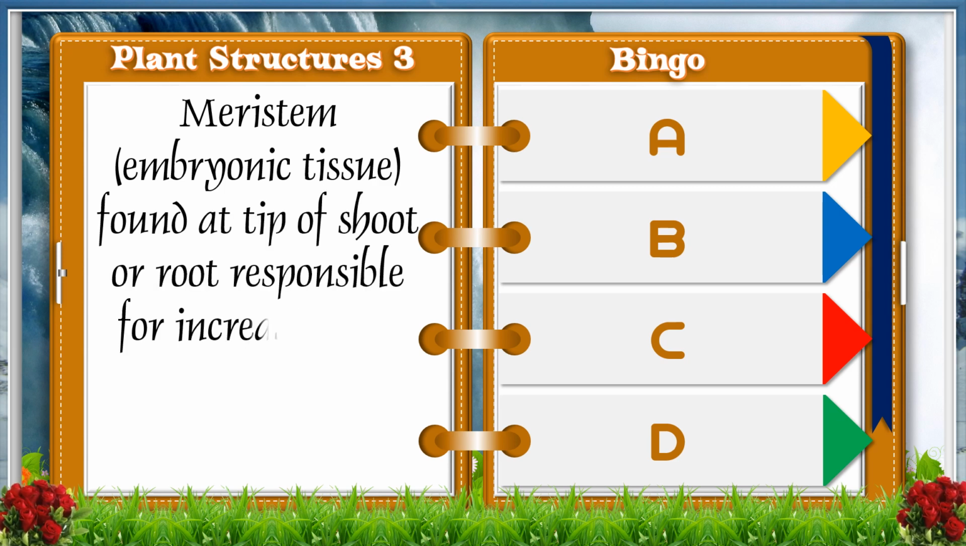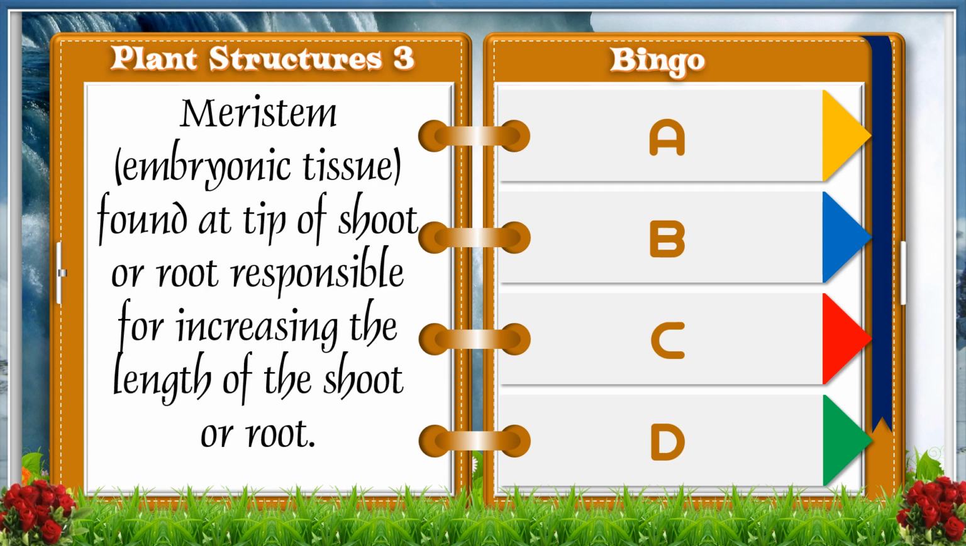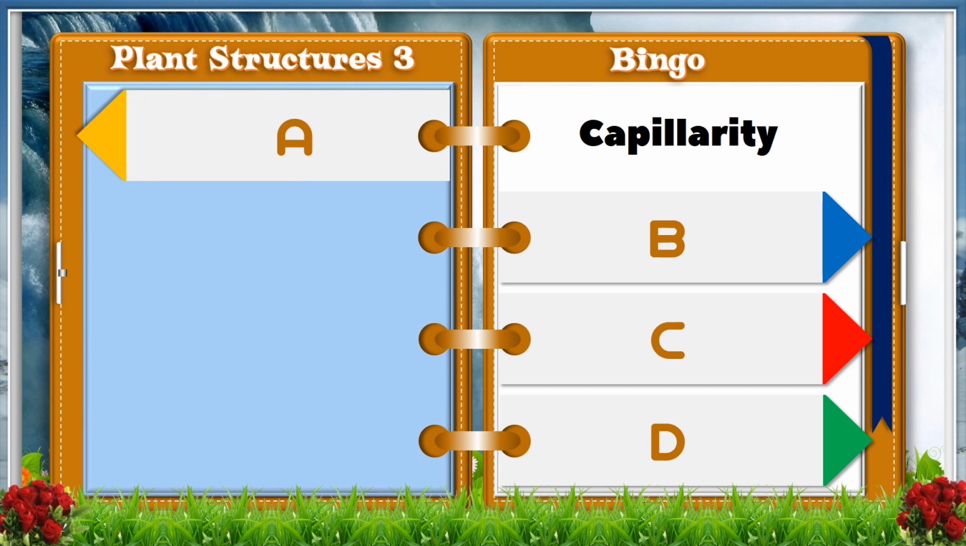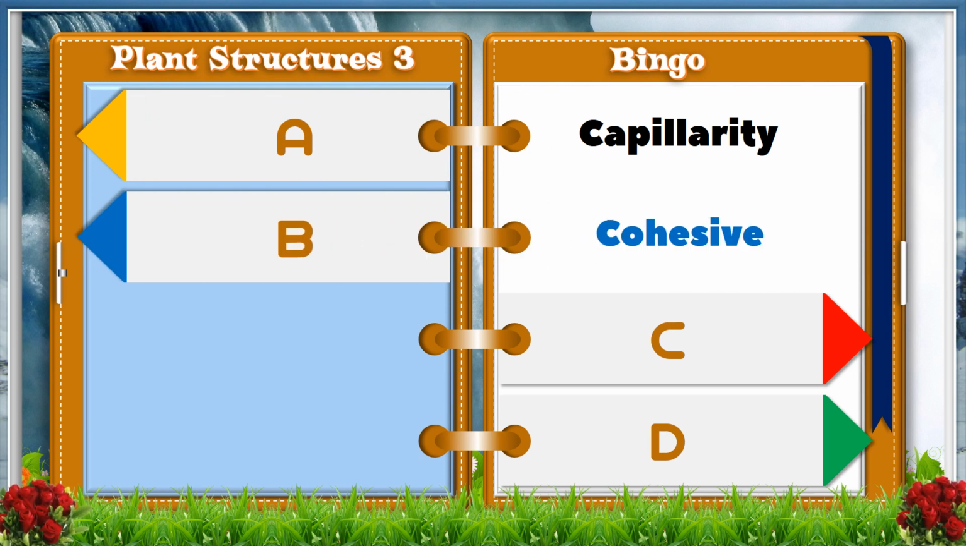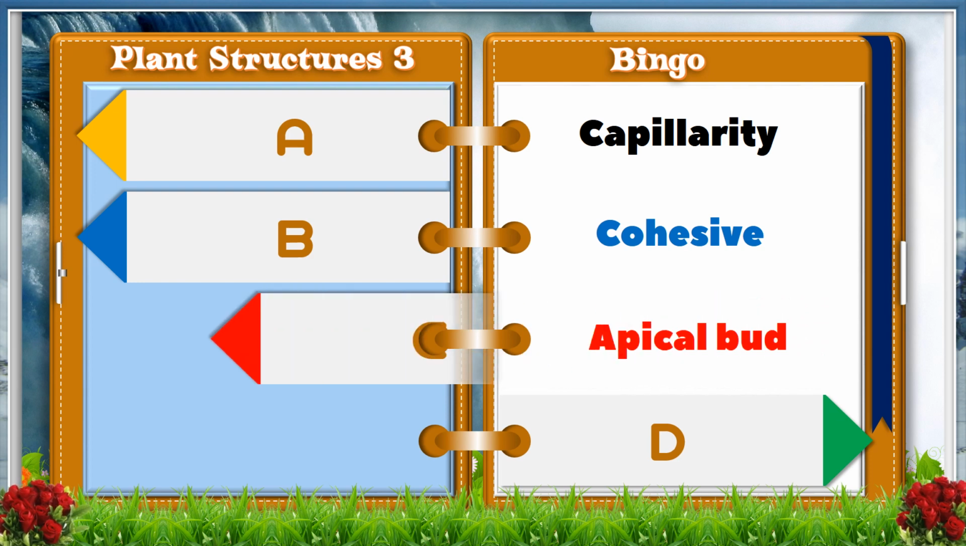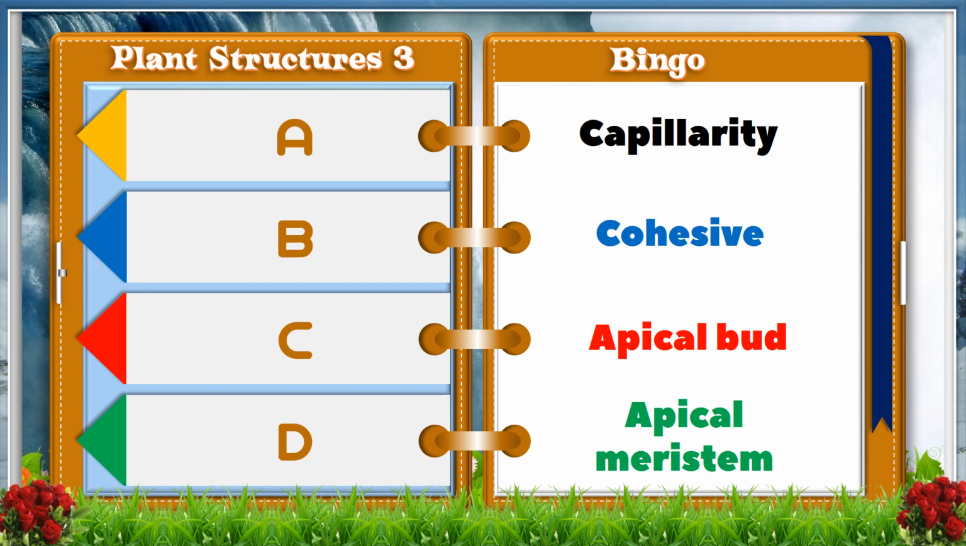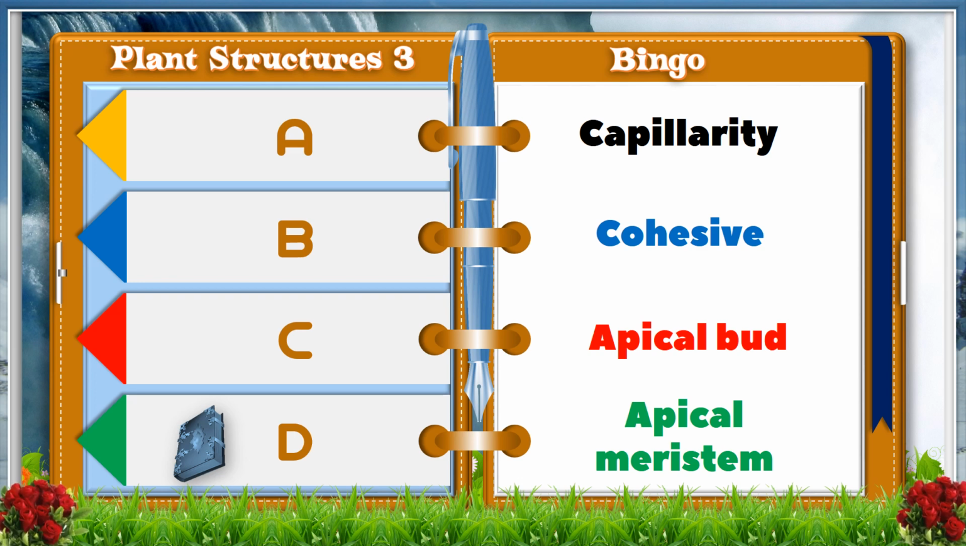Meristem, or embryonic tissue, found at the tip of shoot or roots responsible for increasing the length of the shoot or root. A. Capillarity. B. Cohesive. C. Apical bud. D. Apical meristem. And the answer is D. Apical meristem.